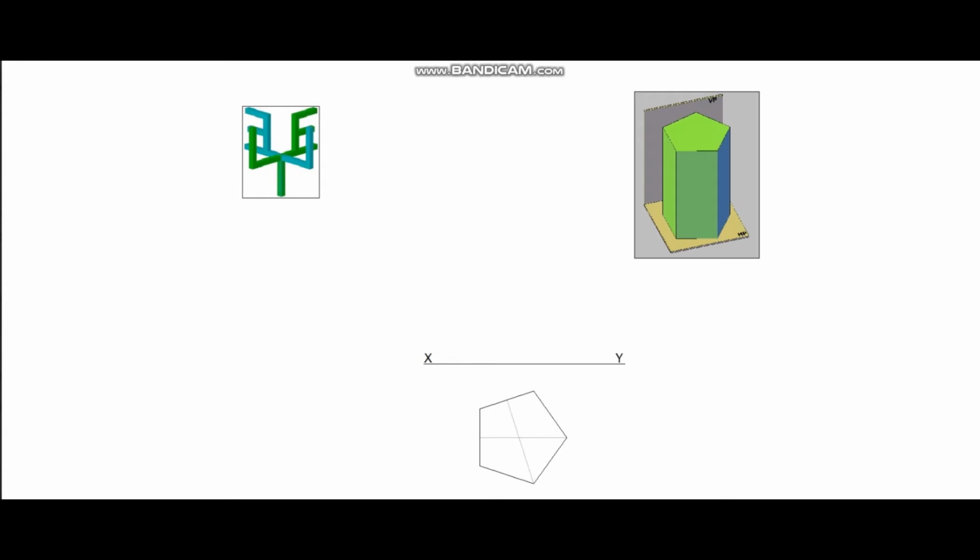Intersection point of these lines is the center. Project it and draw center line in the elevation. Project other base corners also. Maintain height of the prism in the elevation and complete the elevation.